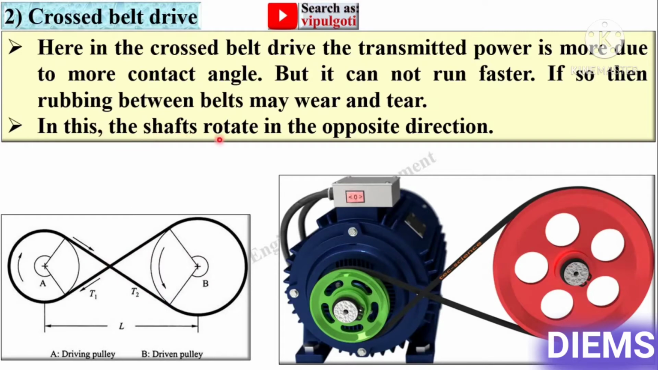In this, the shafts rotate in opposite directions. So here you can see if shaft A rotates in clockwise direction, then definitely shaft B will rotate in anti-clockwise direction. So very simple, in open belt drive both the shafts rotate in the same direction, whereas in case of cross belt drive both the shafts rotate in opposite directions.